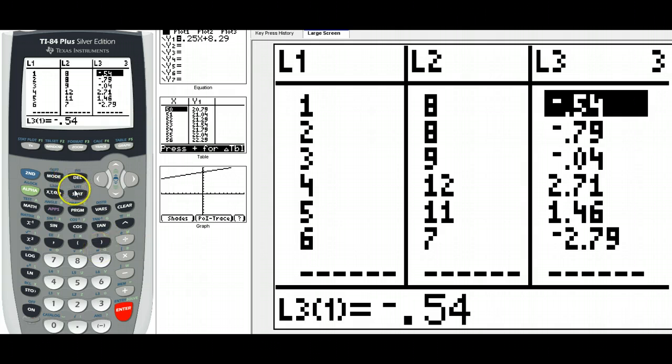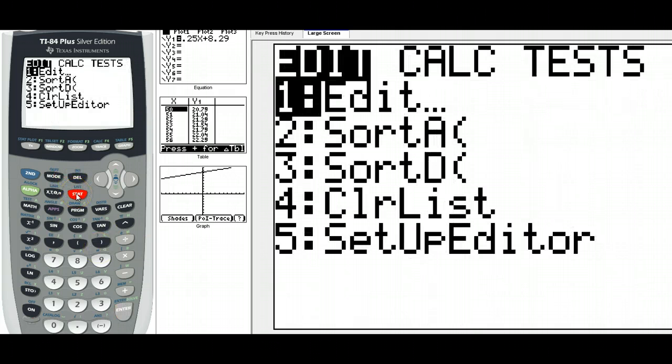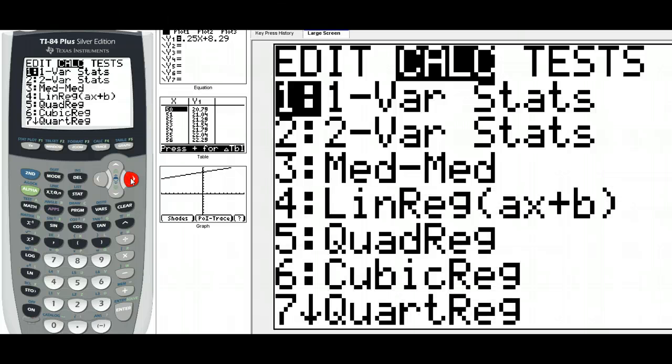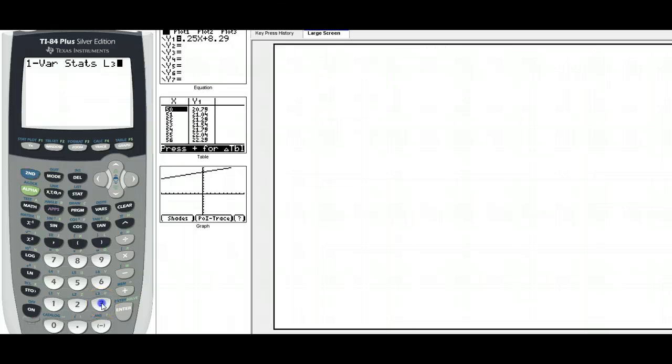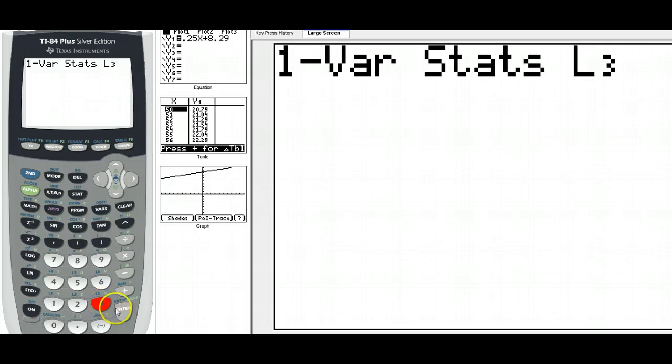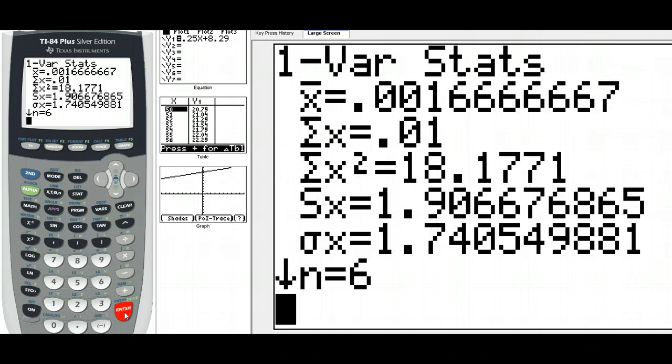To do that, hit Stat, and then go over to Calc. It's the very first option, 1-Var Stats. So hit Enter. Now we need to tell the calculator what list we want to find the one variable statistics on. Well, we're looking at the residuals. We're trying to take care of this for the residuals, so we're looking at list 3. So second 3, we'll pull up list 3. It should look like this. Now we tell the calculator to do all the calculations.